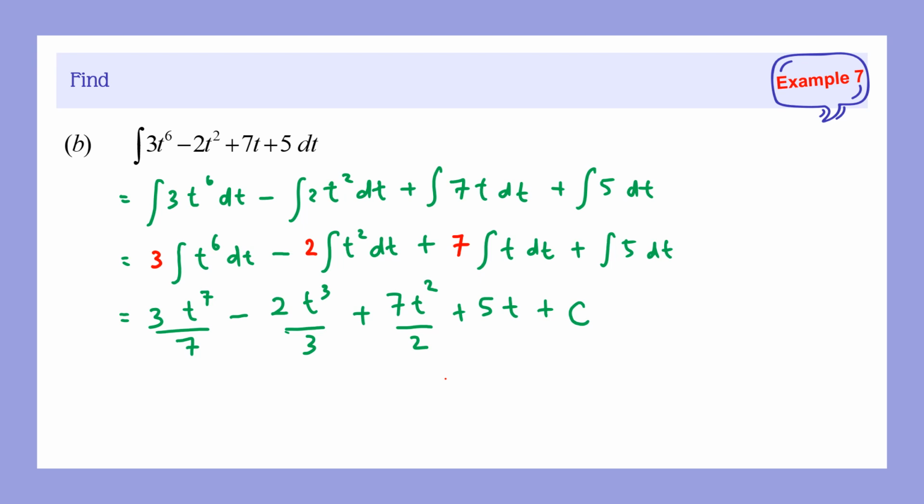So then we check if we can simplify. Since the first one is 3 over 7, we cannot simplify. 2 over 3 also we cannot simplify. 7 over 2 we cannot simplify. So this is the answer for question B: 3t to the power of 7 over 7 minus 2t cubed over 3 plus 7t squared over 2 plus 5t plus c.